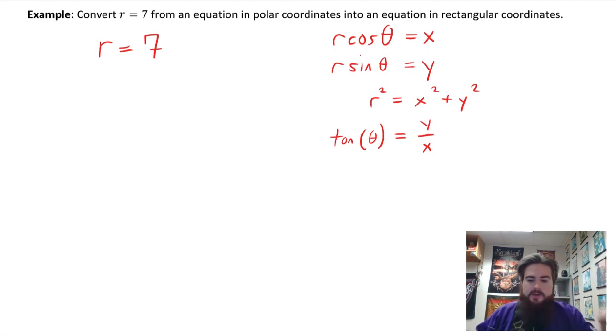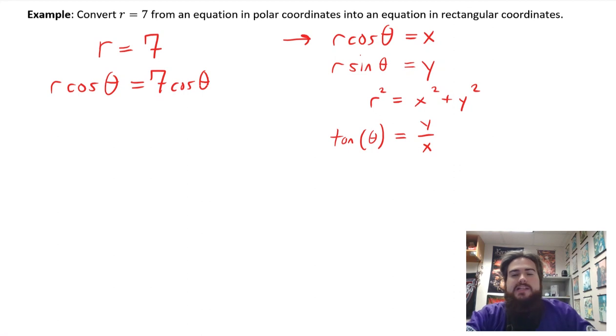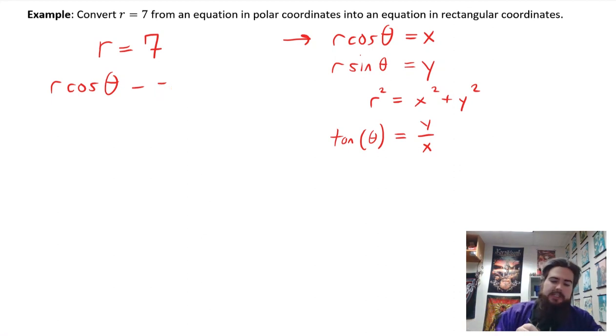For example, you may want to consider, in this case, making it look like r times cosine of theta by multiplying both sides by cosine of theta. However, if you were to try that, you would get r cosine of theta equals 7 cosine of theta. And sure, you can replace the left side now with x, but you still have a cosine of theta to deal with, which is kind of difficult. So let's not do that. That is a possibility.